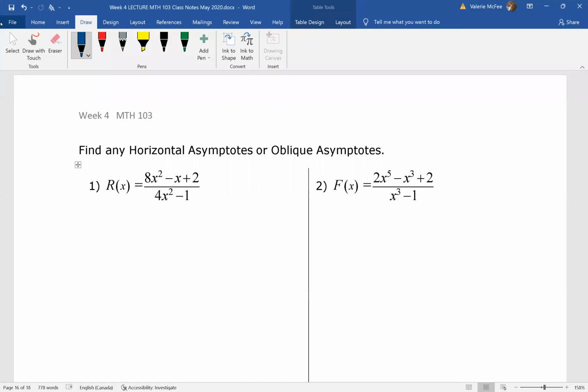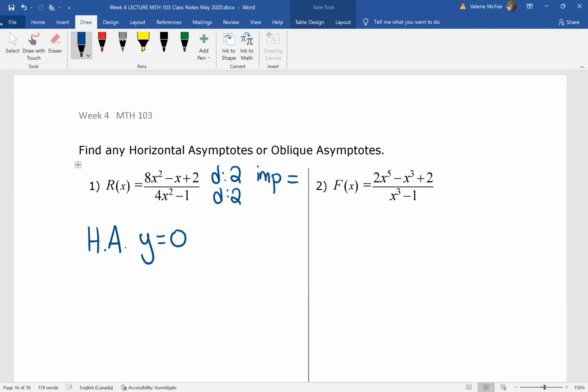Okay, let's do the first one together. We're asked to find any horizontal or oblique asymptotes. So for horizontal and oblique, the first thing we need to know is whether it's proper or improper. We see that the degree of the numerator is 2, the degree of the denominator is 2. That means this function is improper and equal. When it's improper and equal, we know that we have a horizontal asymptote of y equals 0.